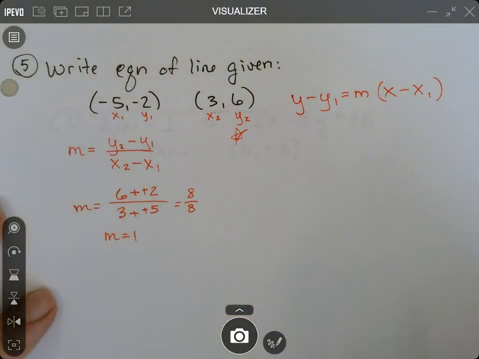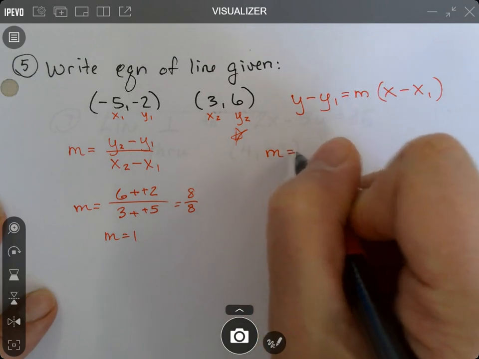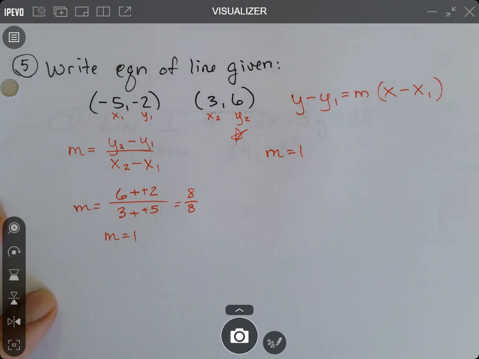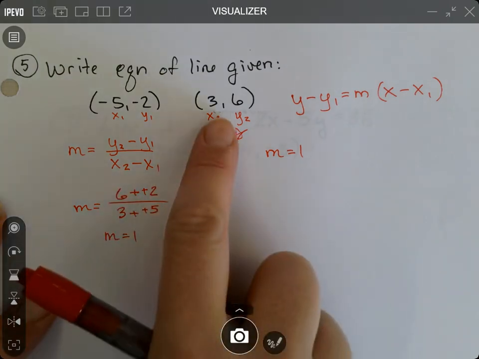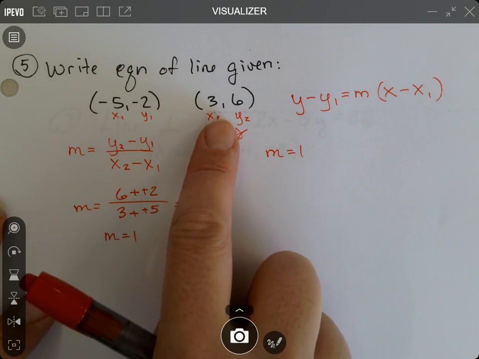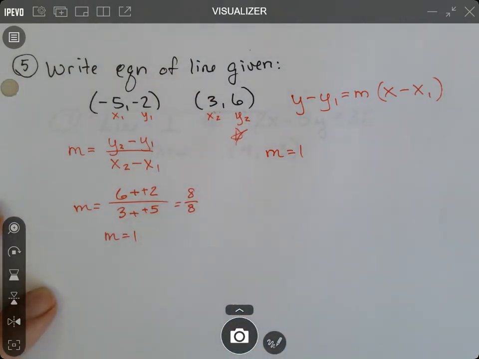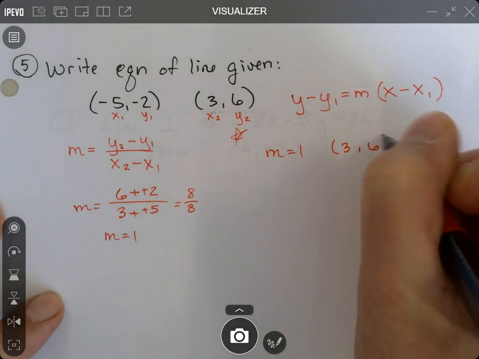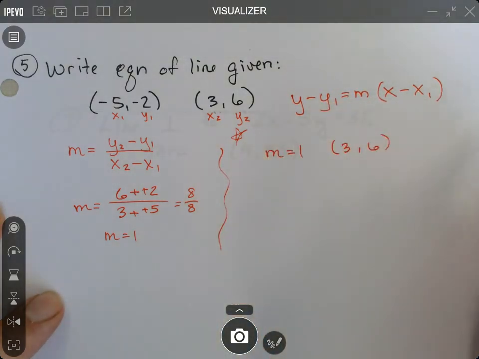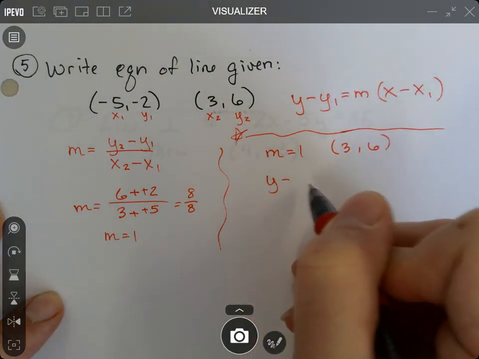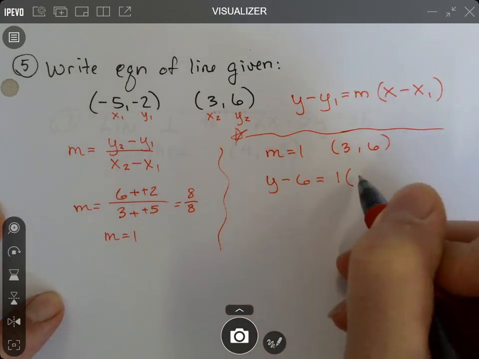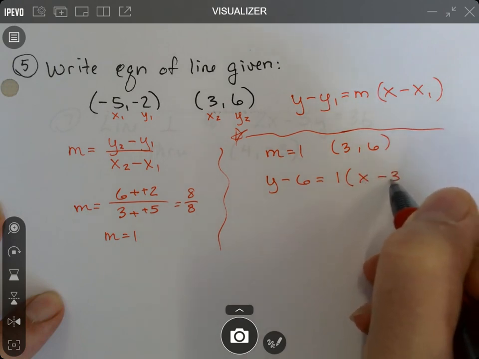Okay, now that I have the slope, I'm going to rewrite that. M is 1, and then you pick. Which ordered pair do you want to use? It does not matter. So I'd pick this because I don't have negative signs. If one of them had a fraction, I'd pick the one without a fraction, the smaller numbers. But you could pick either. We'll get the same final answer. So let's plug it in. Y minus what? 6 equals m, which is 1, times x minus 3.